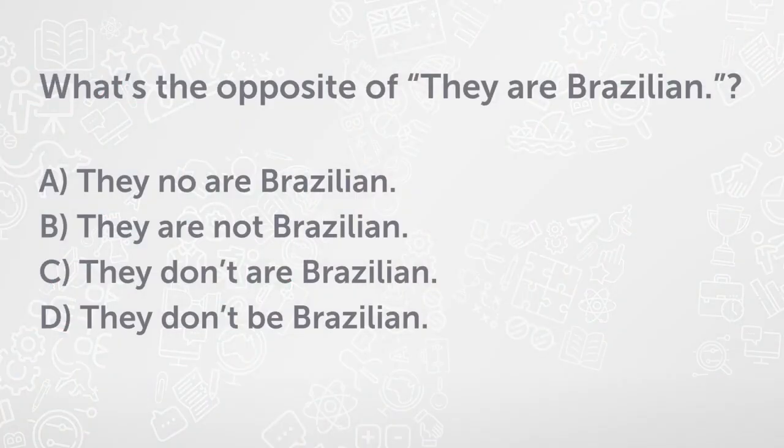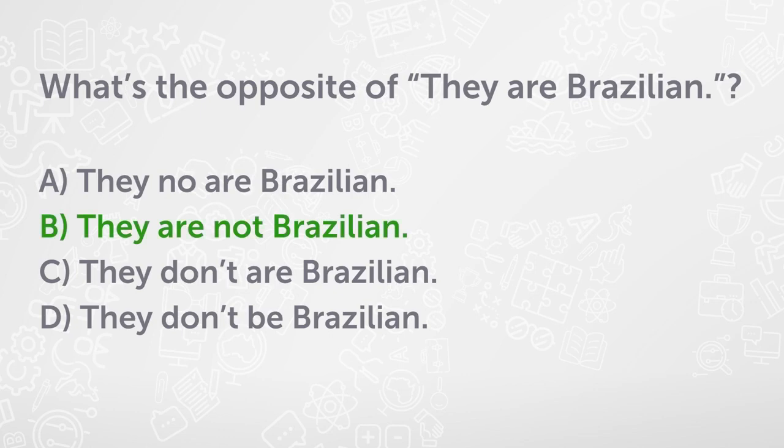Cool. So just to make sure that you've got all of this, let me give you a little quiz. Just look at the questions and answer in your head. I'll give you the correct answers shortly. Question number 1. What is the opposite of they are Brazilian? Option A, they know are Brazilian. Option B, they are not Brazilian. Option C, they don't are Brazilian. Option D, they don't be Brazilian. That's right. Option B is correct.